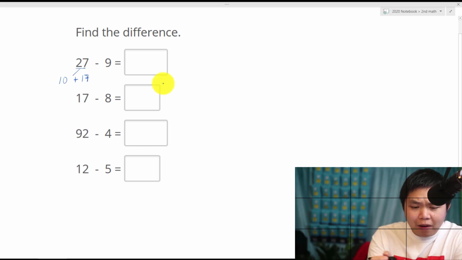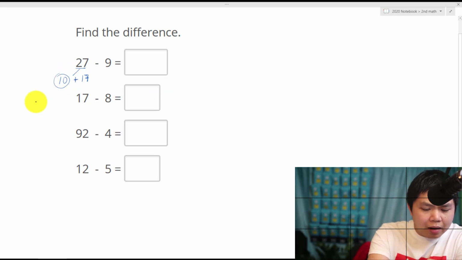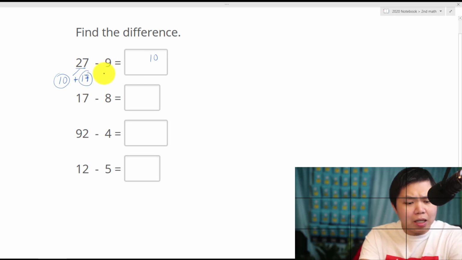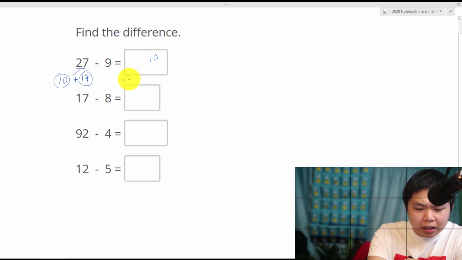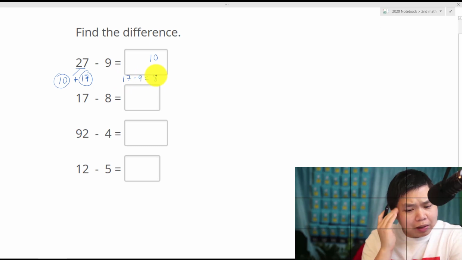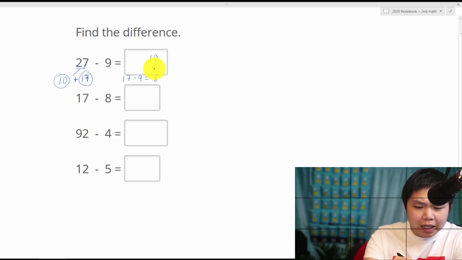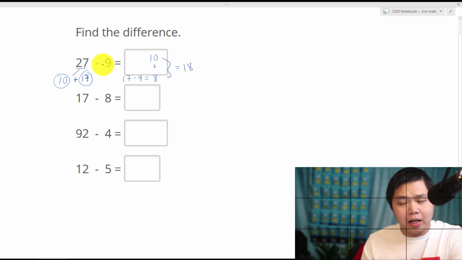Now, what if I just look at this 10 right here? I know I have 10 already. But 17, what is 17 minus 9? That's pretty easy. That is 8. So 17 minus 9 equals 8. Notice how I do this mentally in my head. And what is 8 plus 10? That turned out to equal 18. So 27 minus 9 is actually equal to 18. Notice how I do this mentally in my head.